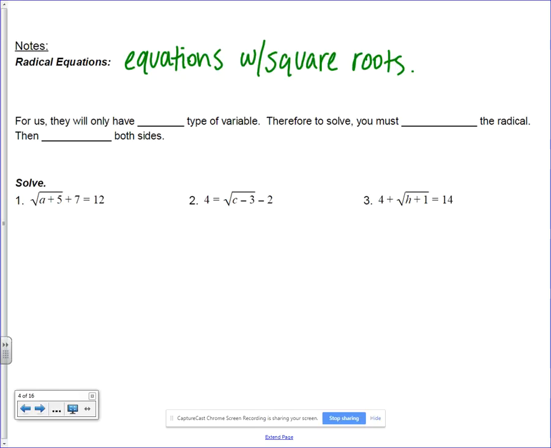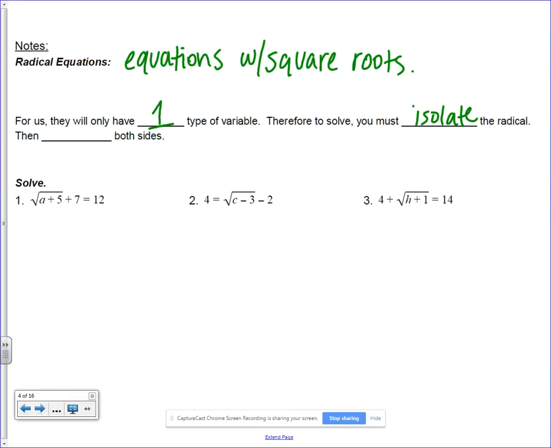For us, meaning right now, today, they will only have one type of variable. Therefore, to solve, you must isolate the radical. You all know when there's one type of variable, that's what we do, right? Try and get it by itself. So we're going to isolate the radical. How do you cancel out a radical? What's the opposite of a radical? No, a radical is a square root. What's the opposite of a radical?